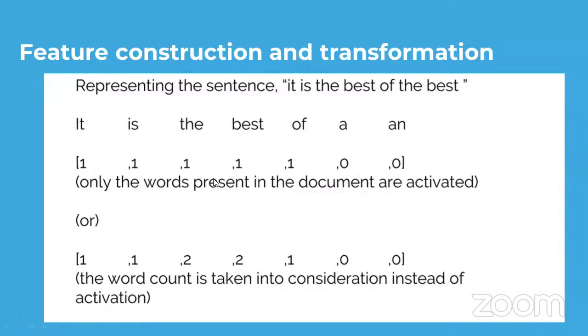But what if I take the frequency of it? For example, "it is the best of the best". I have two "the" and I have two "best". So I'm going to increase those numbers for "the" and "best", and count them as two. So it's like frequency counting.